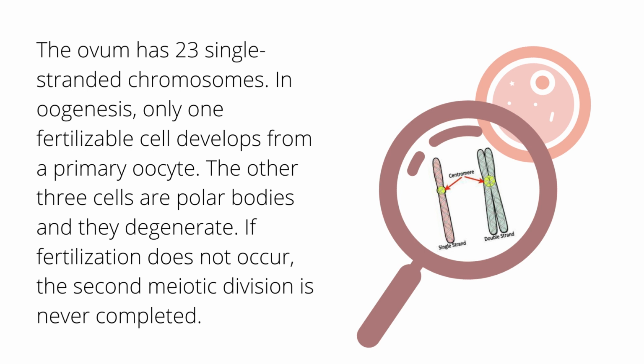Here again, there are obvious differences between the male and female because in spermatogenesis, four functional sperm develop from each primary spermatocyte. In oogenesis, only one functional fertilizable cell develops from a primary oocyte, and the other three cells are polar bodies and they degenerate.